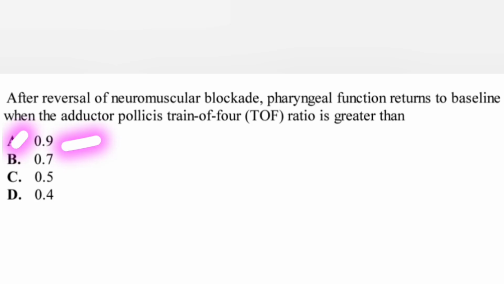Measurement of the train-of-four ratio is commonly used to assess the reversal of neuromuscular blockade. Significant clinical weakness may persist to a ratio of 0.7, and pharyngeal function does not return to baseline until the adductor pollicis train-of-four ratio is greater than 0.9.